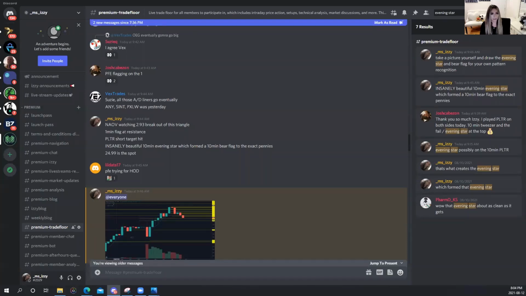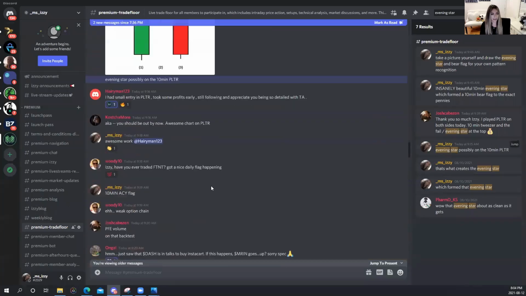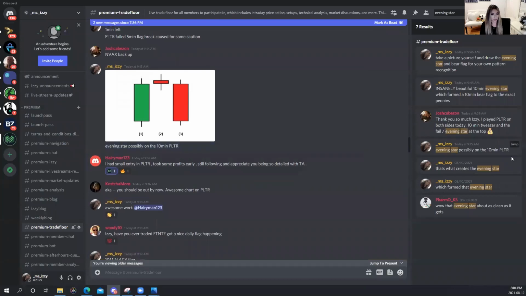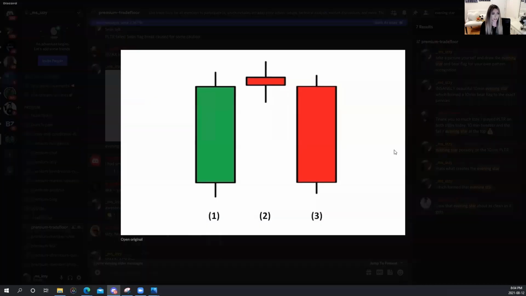And we had mentioned that really early. So evening star possible in that 10-minute, right? And look at how great it looks. Like, it's actually quite crazy how leveled it was of an evening star. And check this out.